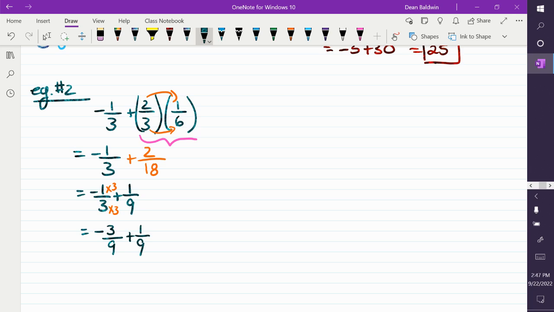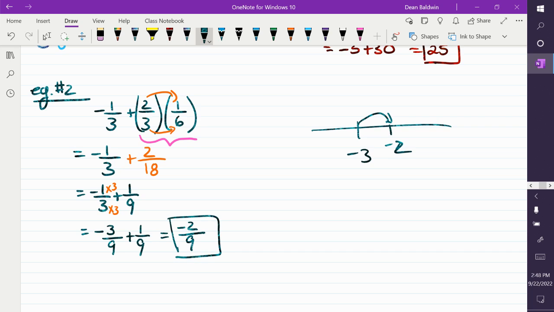Once you have a common denominator, what do we do? Just add the numerators, right? Does the denominator change, the bottom? No, it doesn't. Negative 3 plus 1 is? Negative 2. Remember, if you have a number line, negative 3, which way am I going if I add 1? I'm going that way. So I get to negative 2. Can I simplify negative 2 over 9? You cannot.